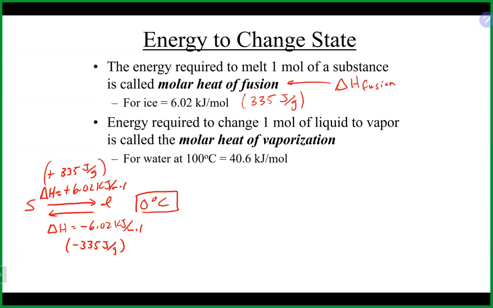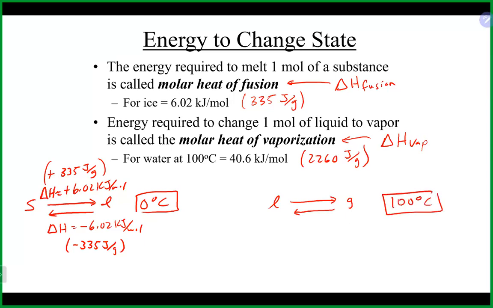And the same thing happens at the normal boiling point. So the value that we see here is for water, and that is 40.6 kilojoules per mole, or roughly 2260 joules per gram. And that is the heat of vaporization, or the delta H of vaporization, as it is sometimes called. That is what happens as we go from liquid to gas, or gas back to liquid. And in the case of water, that occurs at 100 degrees Celsius, which is the normal boiling point.